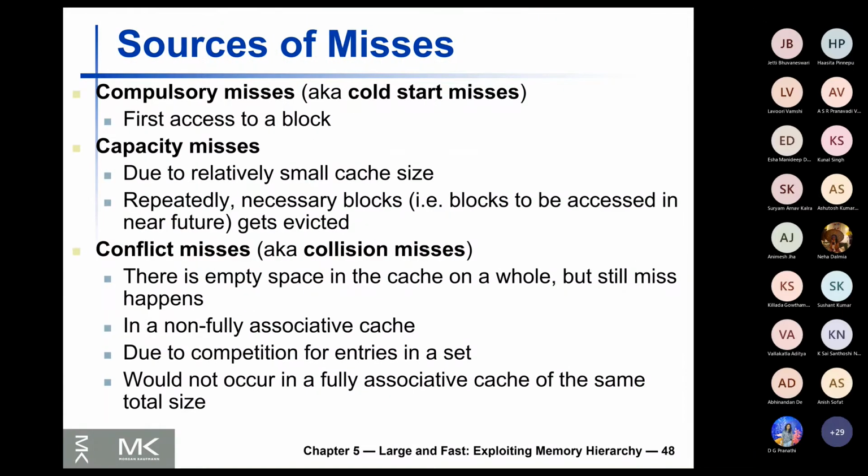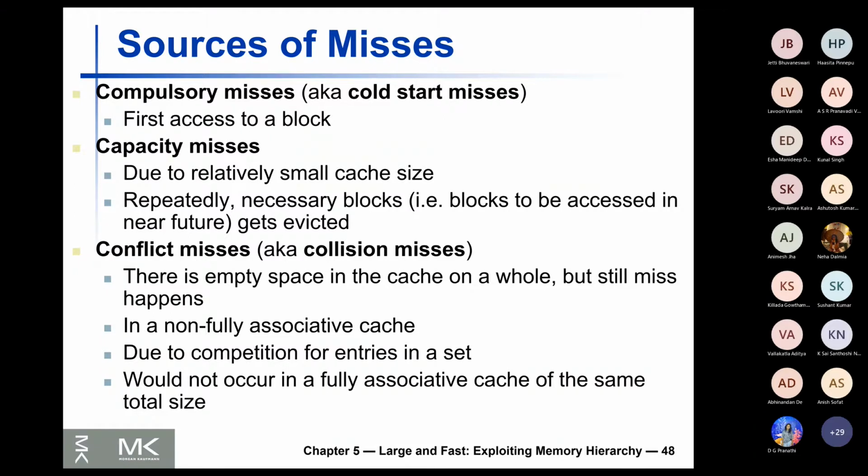Now there are 3 types of misses in cache. One is called a compulsory miss, which happens when you access data for the first time. There is no way to avoid this miss. That is a mandatory or compulsory miss. The capacity miss is where, due to the relatively small cache size, blocks which are to be accessed in the near future are getting evicted. They are again brought back, and again evicted, because the cache size is small.